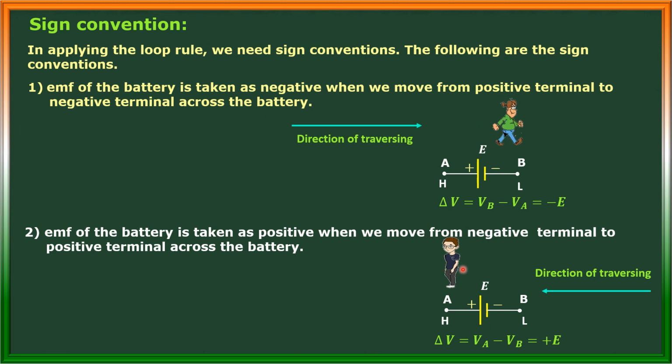The simple thing is that when I traverse from lower potential to higher potential, that is, while traversing an element, if the potential increases, we should take it as positive, and if the potential decreases, we should take the potential difference as negative. Okay.